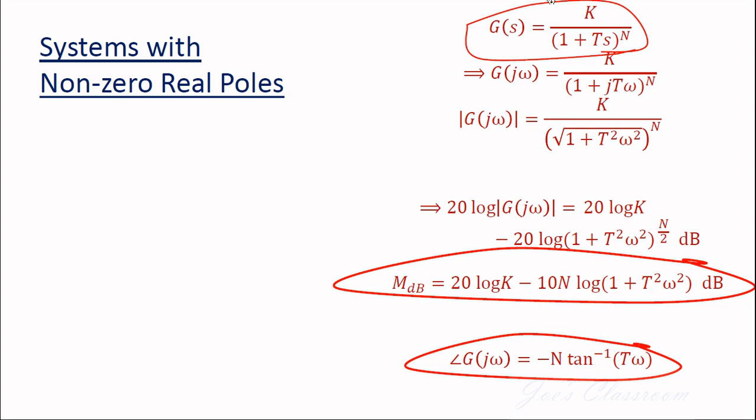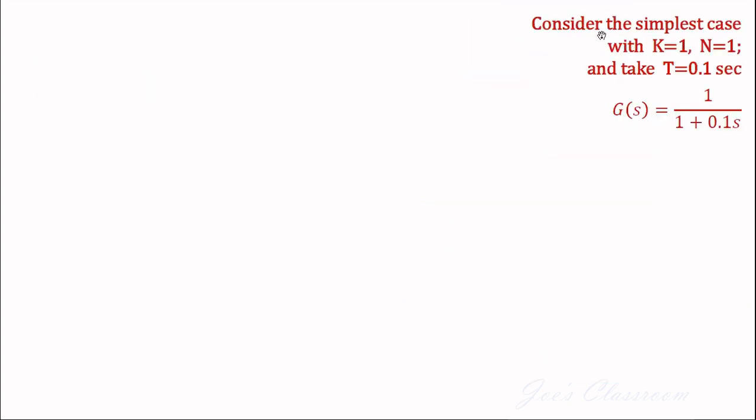To have a better understanding of how the Bode plot of this particular transfer function is going to look, let us take a specific case. I'm taking a specific case with K equal to 1, n equal to 1, and T equal to 0.1 second. I take T as 0.1 second. So this is going to be a system with order n equal to 1 and T equal to 0.1.